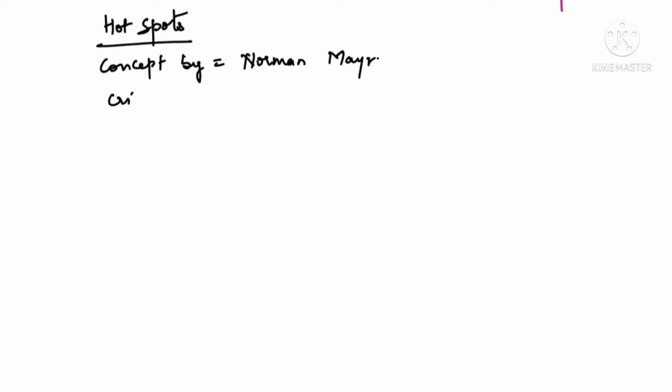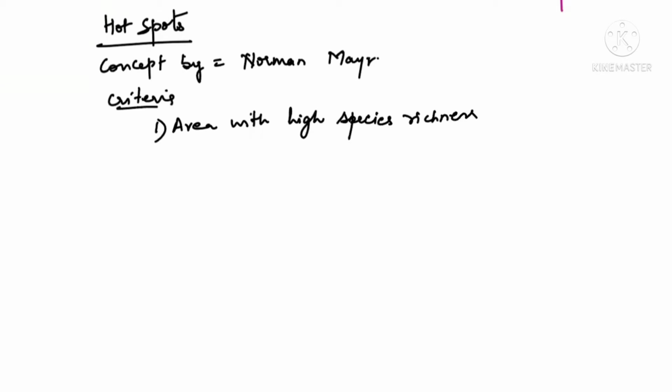And the criteria to make a hotspot, there were three criteria. First of all, the area should have very high species richness. Now, what do you mean by species richness? Species richness means the number of species present per unit area. So they are considering that area where there is high species richness.